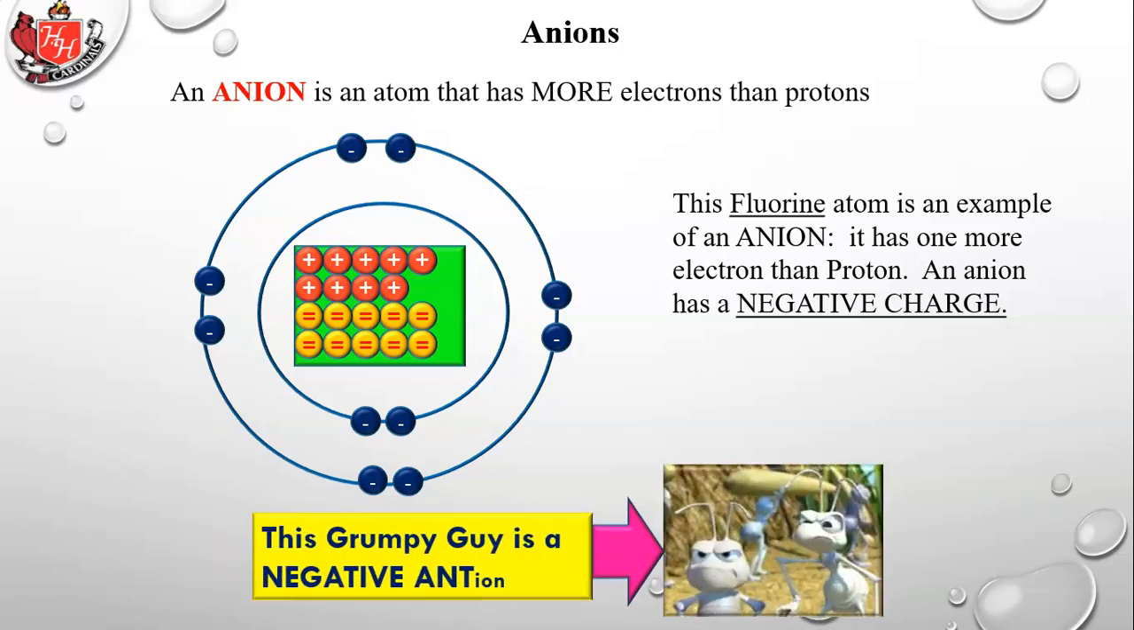So the little mnemonic or memory device is that this grumpy guy is a negative anion. So just remember, anions are negative. Okay, so they have a negative charge because they have more electrons than protons.